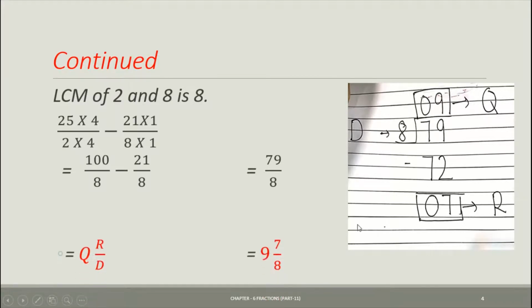Okay. So we know one formula how to convert this improper fraction to mixed fraction, that is Q R upon D, where Q is quotient and R is remainder and D is divisor. Okay. That is, the denominator itself is the divisor. So here we have quotient as 9, remainder as 7 and divisor as 8.